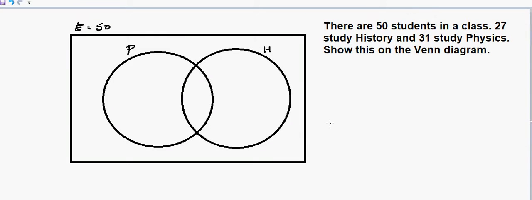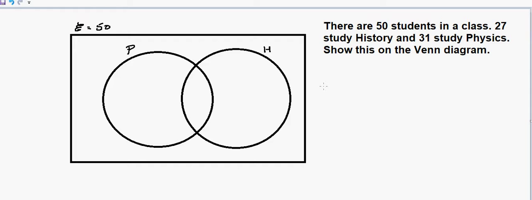Okay, so we're going to look at Venn diagrams. Venn diagrams were possibly devised by a man in the 19th century called John Venn, and he did it to show information.